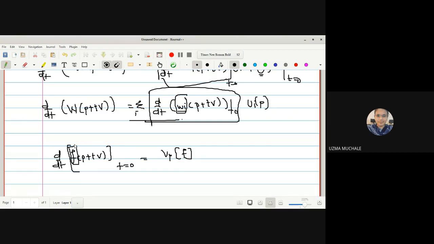Can you see the similarity? How should I write down that bracket d by dt of Wi of P plus TV at t equal to 0? Both have the similarity, I showed you. Just you have to tell me what I should write down.